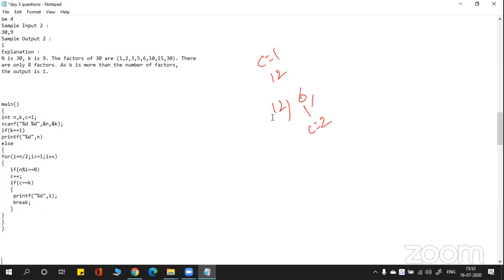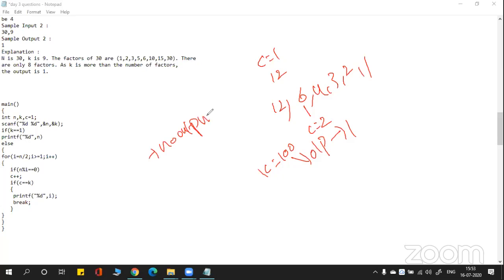If I take this 12 example only, my factors will be 6, 4, 3, 2, 1. So what if I give my K value as some 100? My output should be 1. But here I'll not get any output. So for K equal to 100, there will be no output.